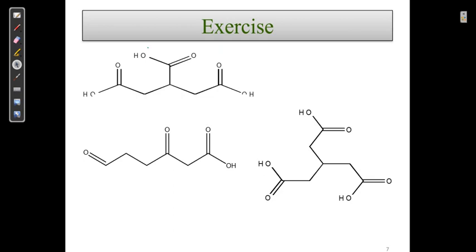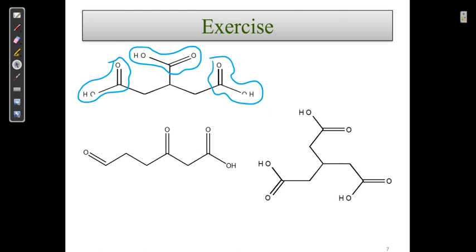If you see here, this is one of the carboxylic acids, this is another carboxylic acid, and this is another carboxylic acid. They are all attached directly at the 1, 2 and 3rd positions. If you see here, this is 1, this is 1, this is 1. But they are not attached directly to the chain. They are attached via CH2. So for them, use a special suffix and prefix. For it, it is not required.